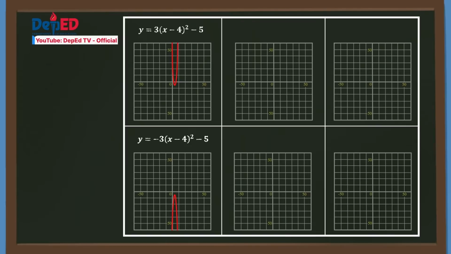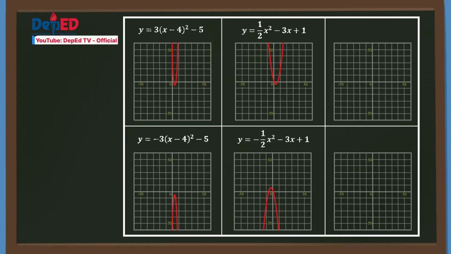Another graph that you will see represents the equation y is equal to 1/2 x squared minus 3x plus 1. The next graph represents the equation y is equal to negative 1/2 x squared minus 3x plus 1.